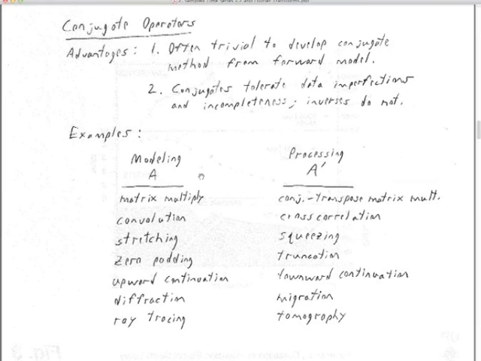So here's some examples of things where the forward process, which we could call modeling here, accomplishes something, and maybe I'll be able to comment on what the inverse would be. We would have a code for each of these things, a computer program, and then on the right is the processing, what the processing method would be called. Okay, so matrix multiply, all right. The processing step is conjugate transpose matrix multiply.